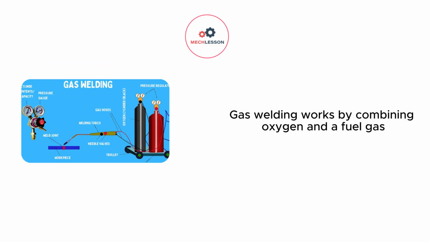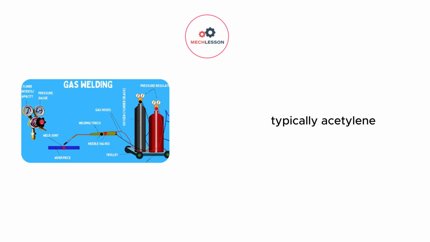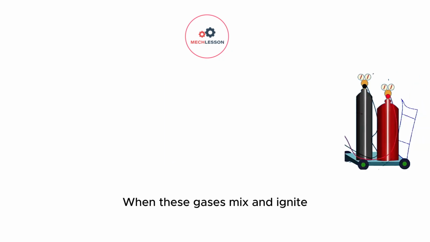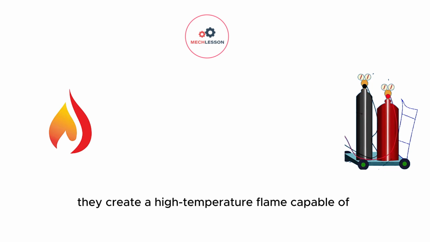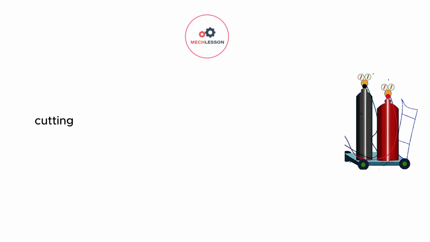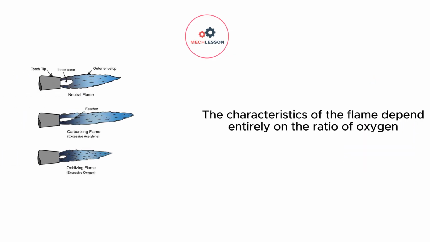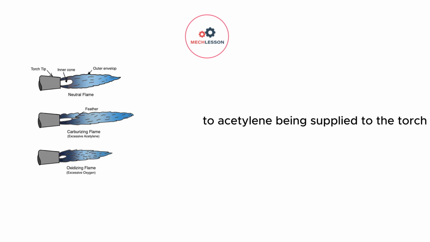Gas welding works by combining oxygen and a fuel gas, typically acetylene, inside a welding torch. When these gases mix and ignite, they create a high-temperature flame capable of heating, cutting, melting, and joining metals. The characteristics of the flame depend entirely on the ratio of oxygen to acetylene being supplied to the torch.